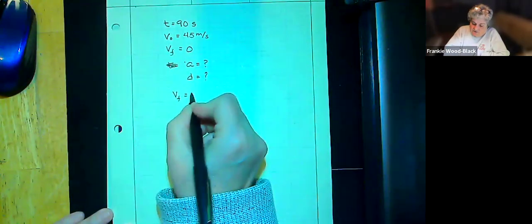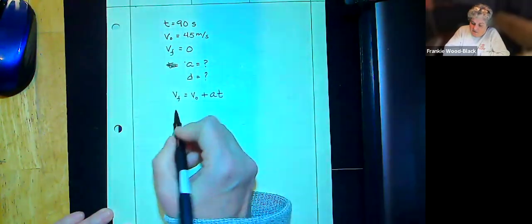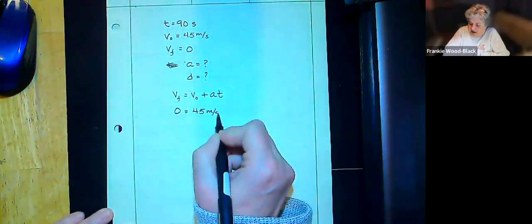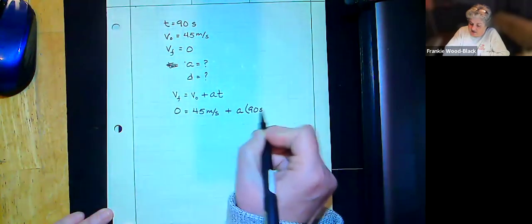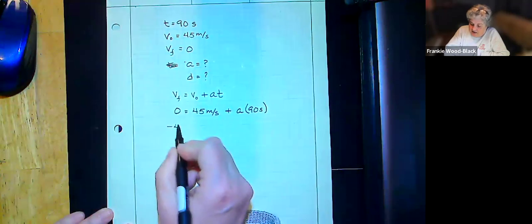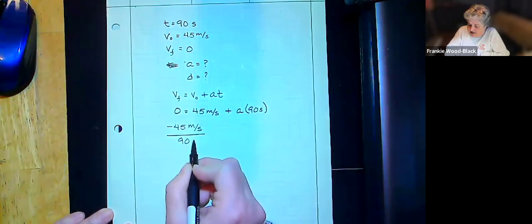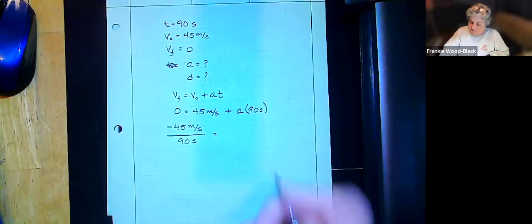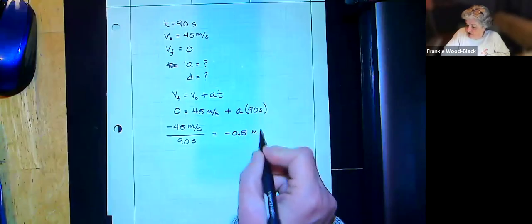V final is equal to V initial plus my acceleration times time. My final is equal to 0. My initial is 45 meters per second plus my acceleration, and my time is 90 seconds. I'm going to get minus 45 meters per second divided by 90 seconds. I'm going to get a negative 0.5 meters per second squared.